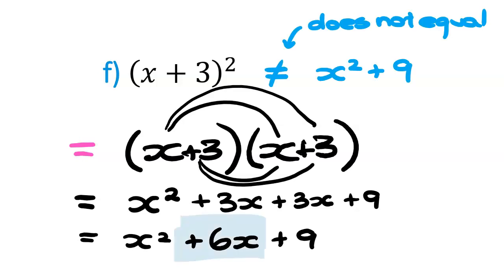Some people accidentally try and say that this is equal to x squared plus 9, but it doesn't equal that, because you'd be missing this beautiful plus 6x, which is absolutely in there. So please make sure that whenever you see a square like this, you realise this is a FOIL question in disguise.